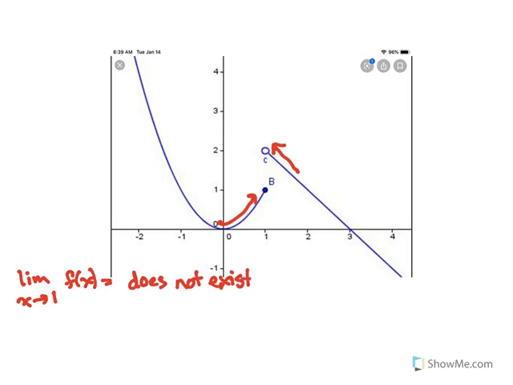Now the function exists at 1. It's defined, right? That would be point B. But the limit does not exist. There's not a single finite y value that matches up from the left and the right. And for does not exist, we abbreviate DNE.